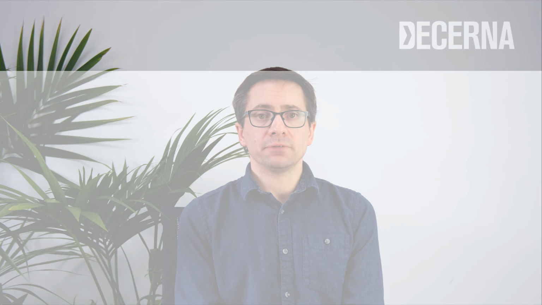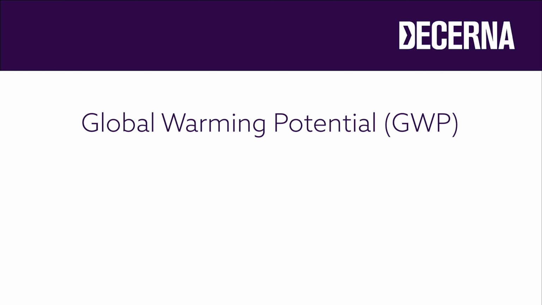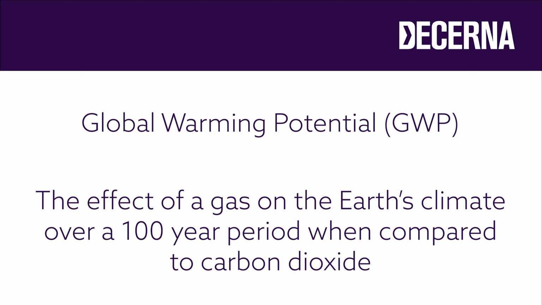Not only do refrigerant leaks mean that a heat pump will not operate efficiently, but some refrigerants are highly potent greenhouse gases, and so they need to be prevented from being emitted into the environment as much as possible. Each type of refrigerant is given a global warming potential value, or GWP, which is their effect on the Earth's climate over a 100-year period when compared to carbon dioxide.